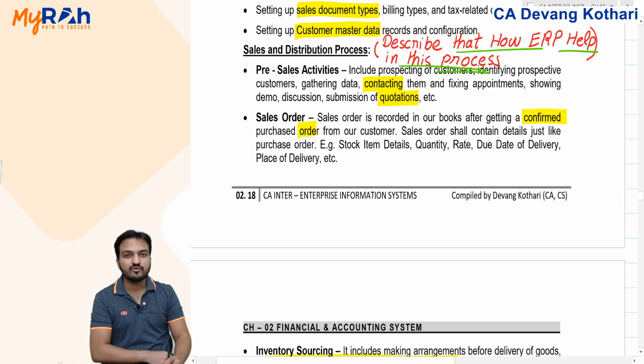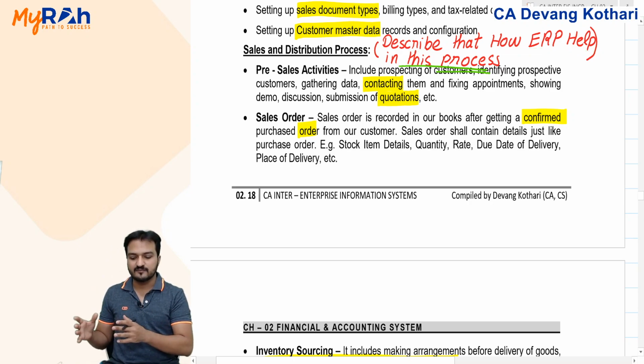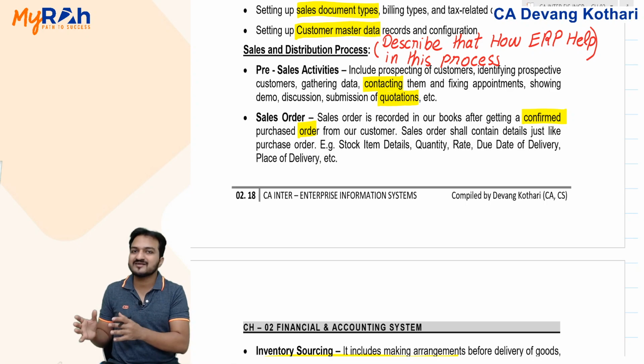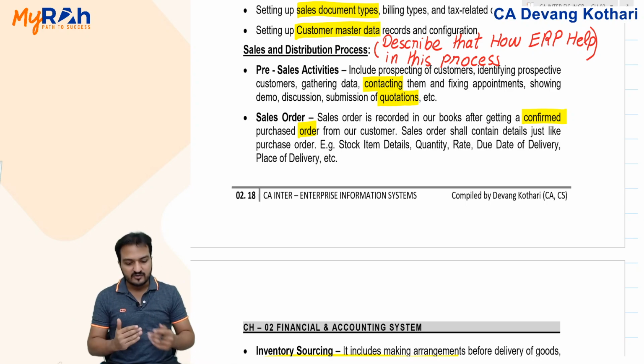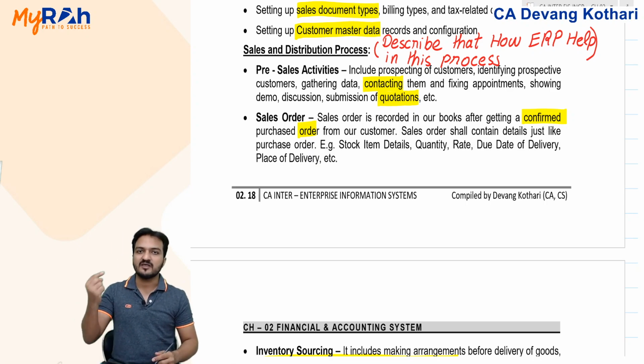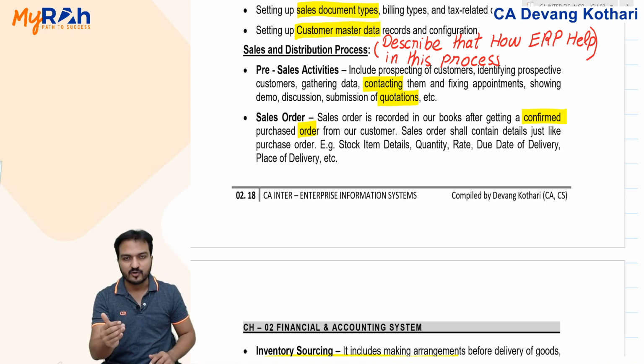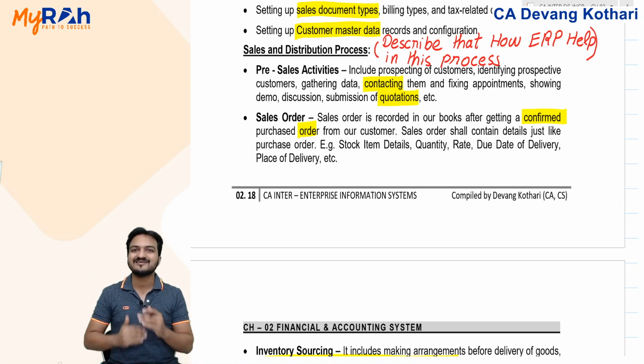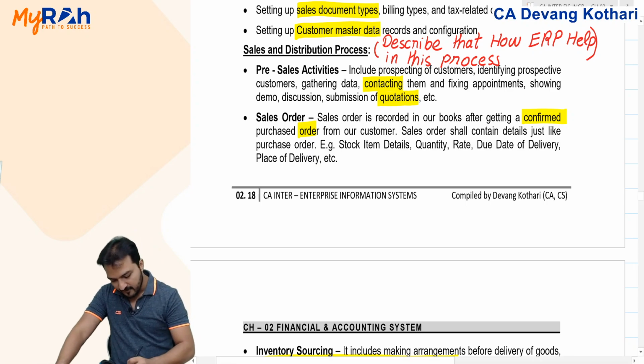Once again, you don't describe just what the sales process is. Rather, you need to describe how does the ERP help you in that process. How does the ERP help you in the sales process? I'll show you an example. First comes the pre-sales activities, that is contacting the customers, giving quotations to them.